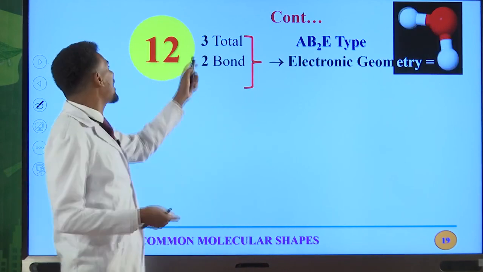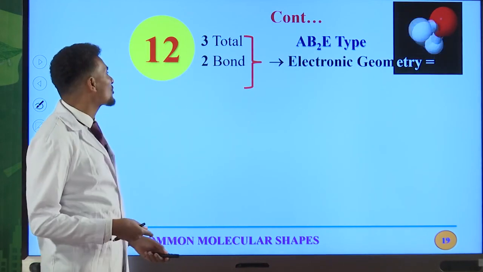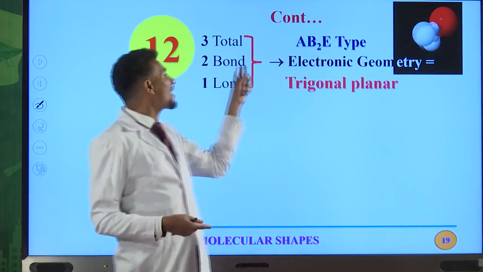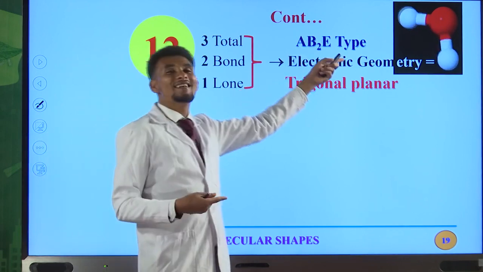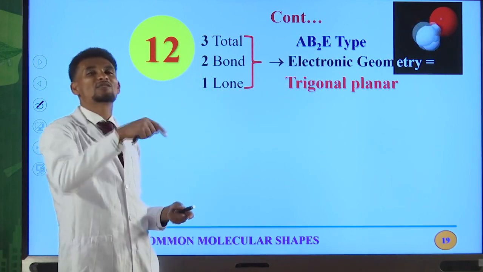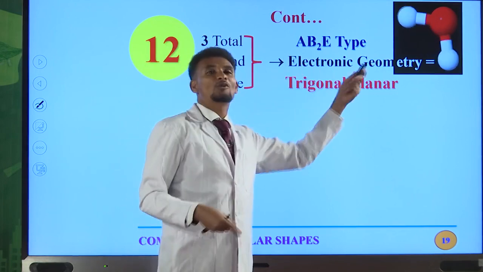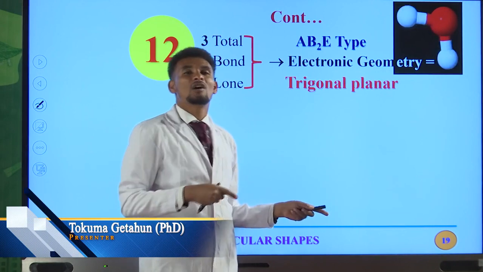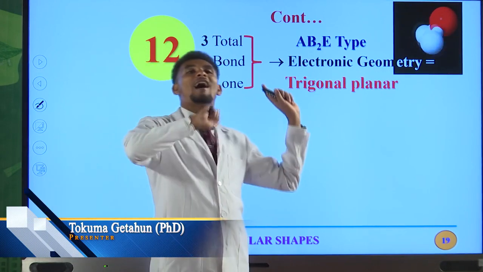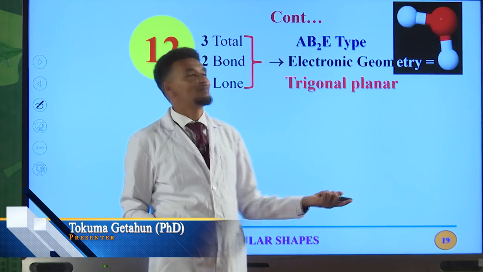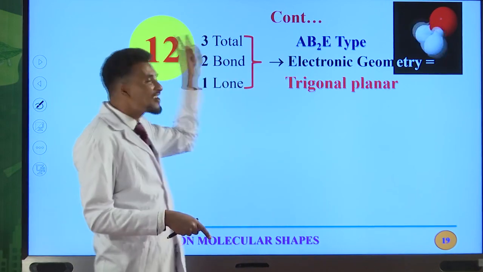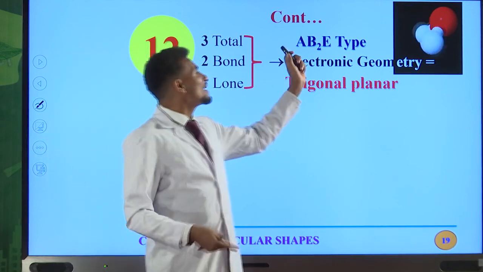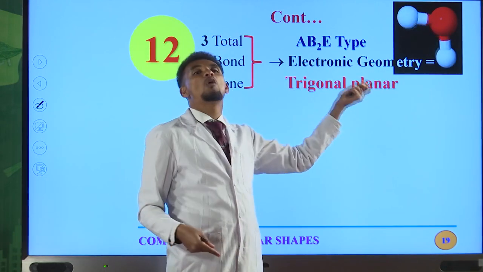So from this one, in total we have 3 pairs of electrons. From these 3 pairs, 2 plus 1, 2 of them are bonding pairs, and 1 is a lone pair of electrons around the central atom. Therefore, its electronic geometry is the same, trigonal planar. Because in this case, always look at the total electron pairs around the central atom. The total electron pairs are 3. Therefore, its electronic geometry is trigonal planar.